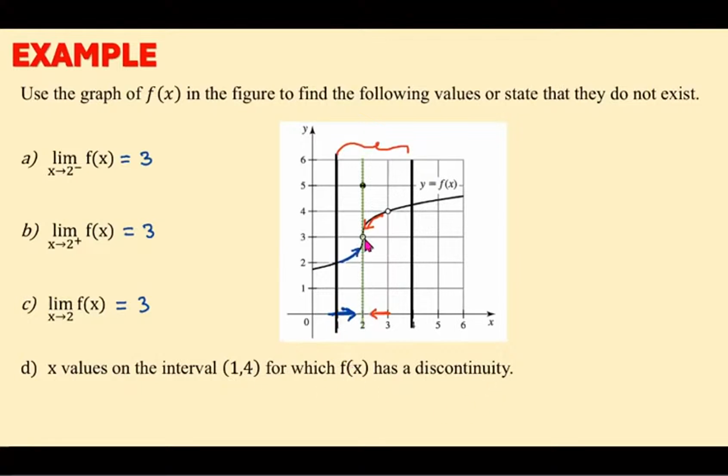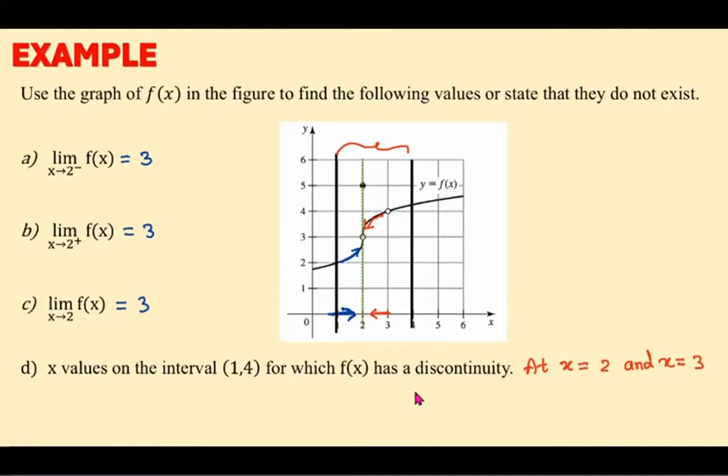So we can see that there is a hole in the graph over here. So the function is discontinuous at x equal to 2. And also there is a hole here. So the function is discontinuous here, that is also at x equal to 3. So the function is discontinuous at x equal to 2 and x equal to 3.